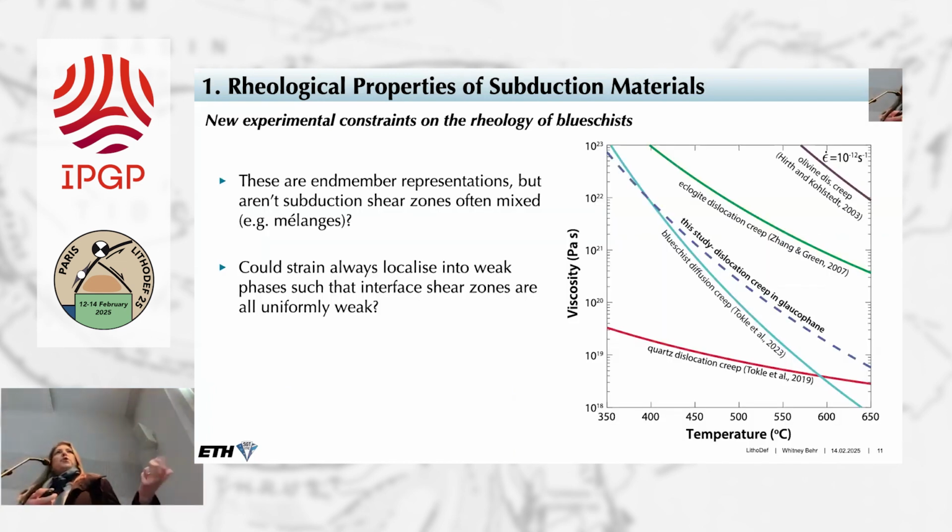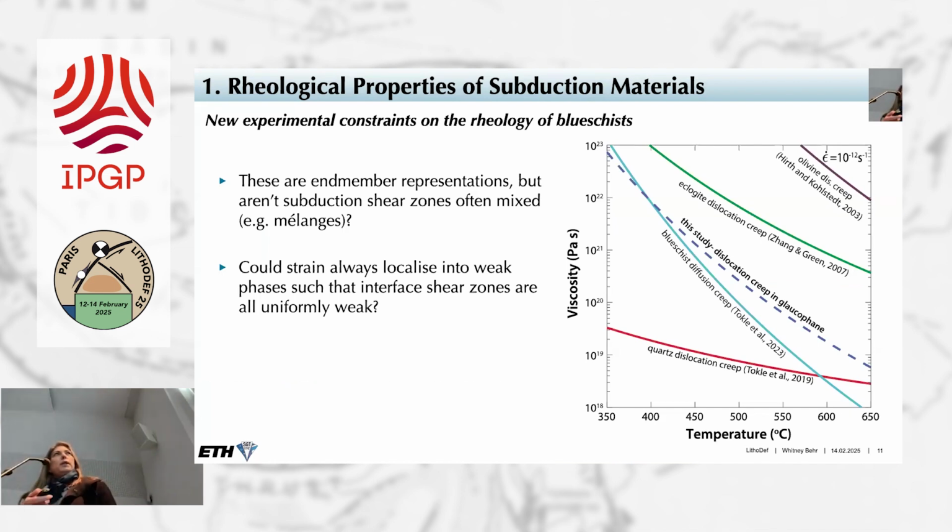Okay, so we see these contrasts in the field and we see them in the lab, but when we make these flow laws, they're of course end-member representations, but we know that subduction shear zones are often mixed. We often think of them as mélanges, my second favorite French word. And one of the questions we might ask is, do they really follow any of these end members, or is it more likely that they're sort of mixtures of these rheologies?